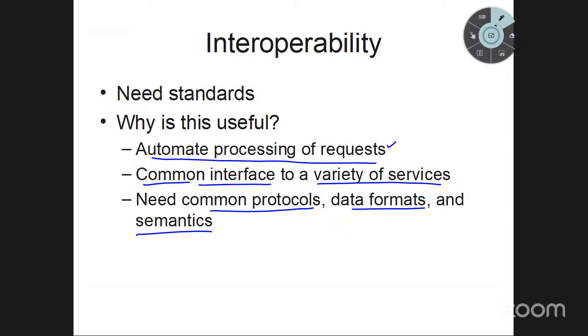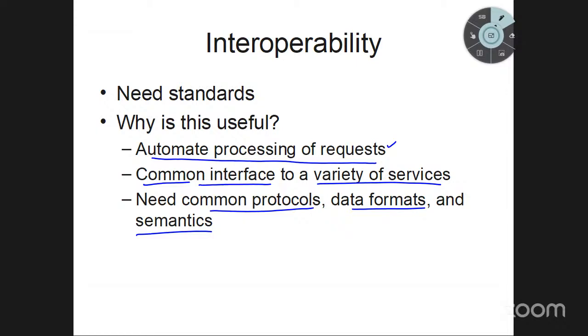That is a rule. Okay. So you need to follow the semantics rules. So here, in order to provide this interoperability, we need to follow these common protocols, common data formats, and same rules.